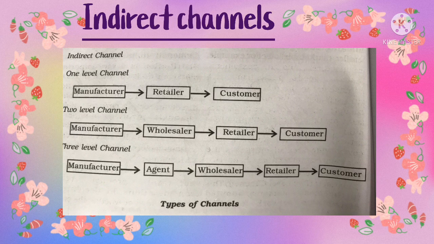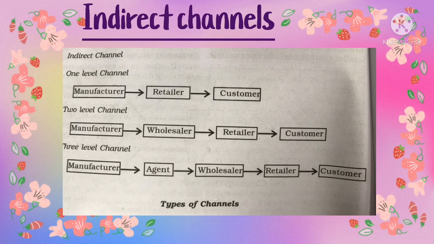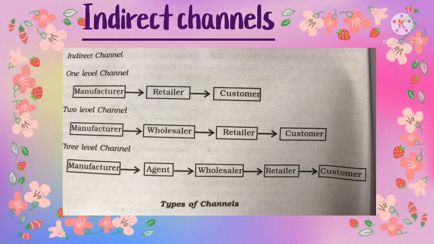appointed area wise. For example, North India distributor, South India distributor, etc. The wholesaler buys from the distributors and passes it on to the retailers and ultimately to the customers. So that means first is the manufacturer, and the manufacturer has three intermediaries in the three level channel: the agent or distributor, wholesalers, retailers and ultimately the customers. Okay, so this was the explanation of the indirect channels under the types of channels.